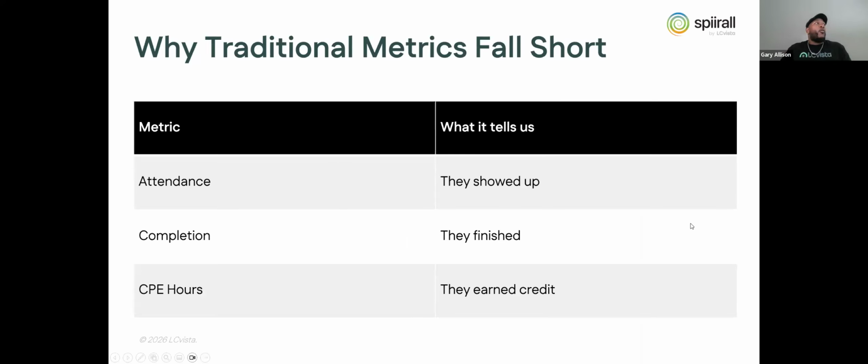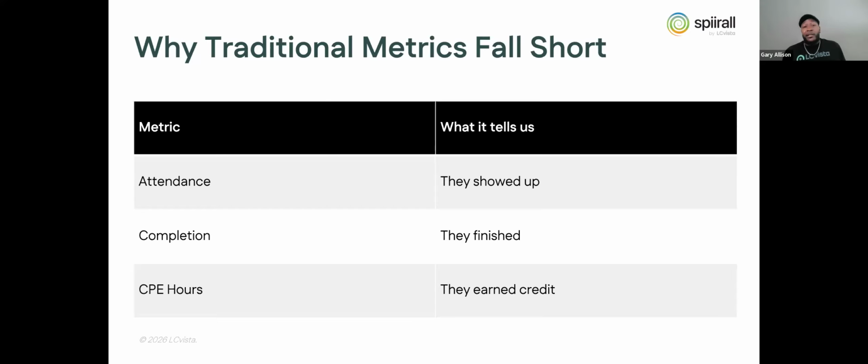So, why do the traditional metrics fall short? Well, they are intended to measure compliance, right? And so compliance sets the baseline or the floor for what professionals in our space have to do. But it doesn't dictate that people learn. That's where we come in. And as learning and development professionals, knowing that the compliance is taken care of, which is always important, we can then start to focus on these other metrics.